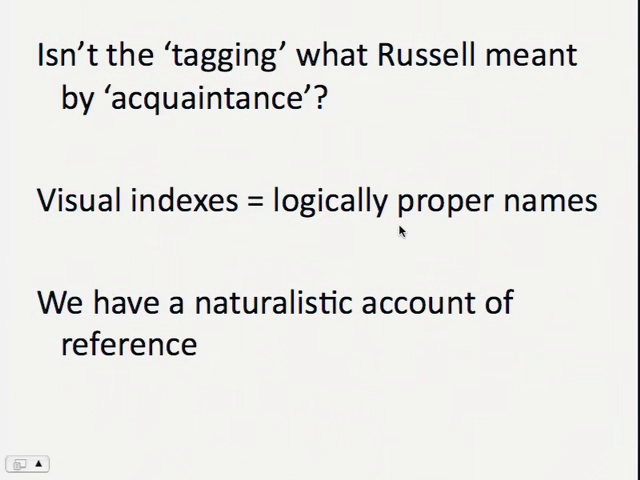What really does the work in Russell's notion of acquaintance is the idea that it's more primitive than knowing any of the properties of the object. You connect to the object in a way that's more immediate, more direct than knowing any of its properties. And Russell thought, well, you can only do that with your sense data. But this is showing a way in which your visual system can be doing exactly that with ordinary medium-sized objects.